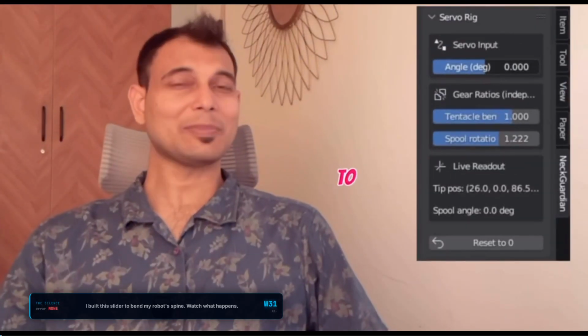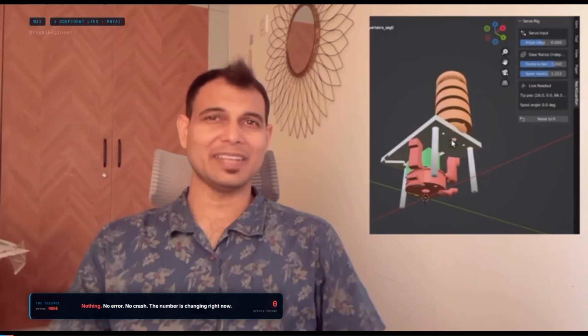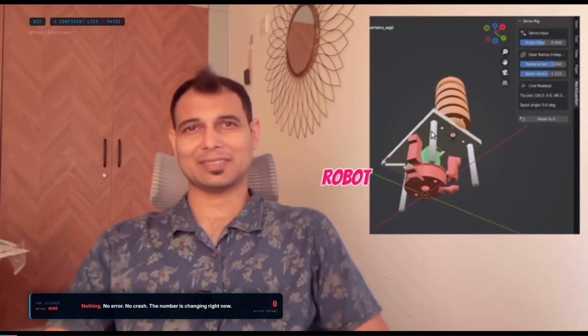I built this slider to bend my robot's spine. Watch what happens when I slide it. Nothing. No error. No crash at all. The number is changing right now, and the robot isn't moving.